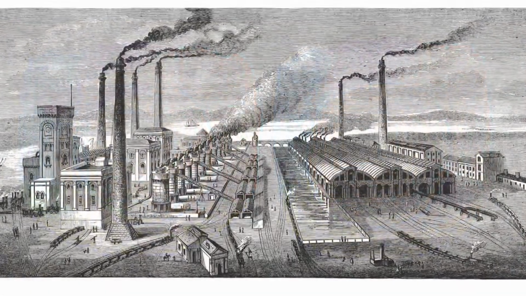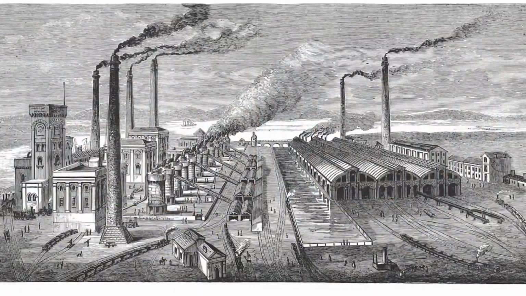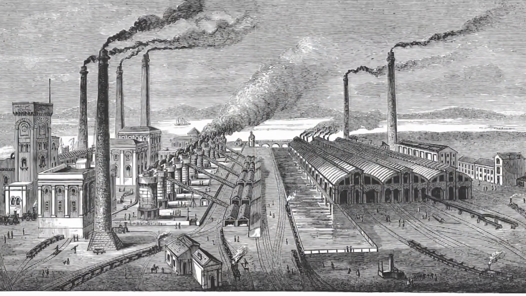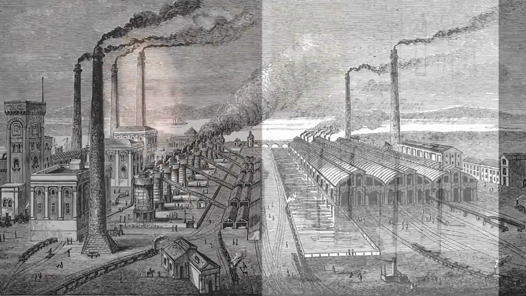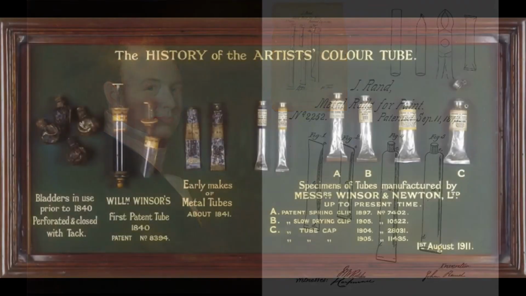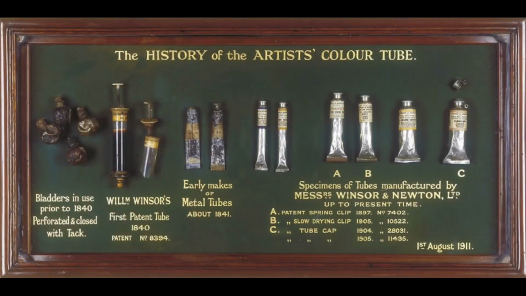Around the same time, in 1841, the Industrial Revolution made it possible to produce something that seems very ordinary to us now, but was a revolutionary innovation back then. John Gough Rand invented the ordinary paint tube with a screw cap. Of course, it didn't become widespread immediately, but within 10 years it completely transformed the technology of painting.